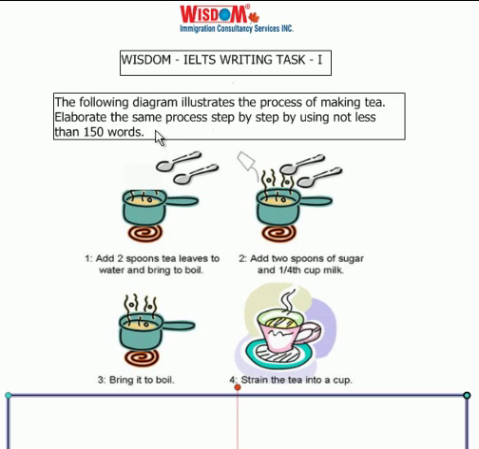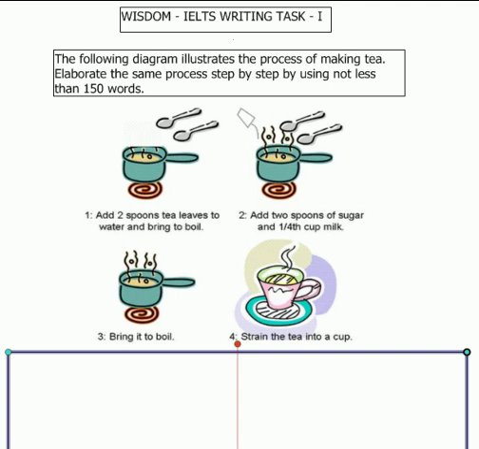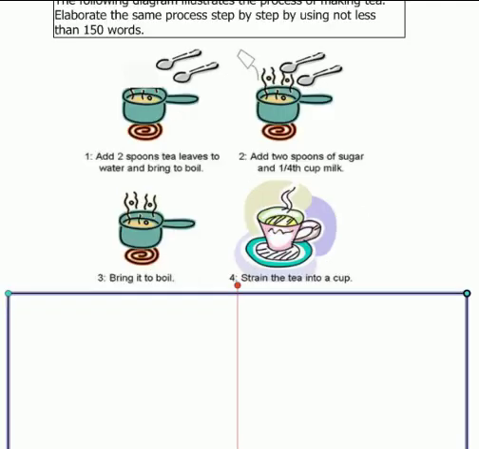So let me remind you again that the time limit for this task is 20 minutes and the minimum word limit is 150 words. So you have to write at least 150 words. However, the upper word limit is not specified, so you can go to the maximum limit that you can in 20 minutes. Now remember, every writing task has a format. There is an introduction, there is a body, and then you have the conclusion. So what do you think would be the body of this figure?